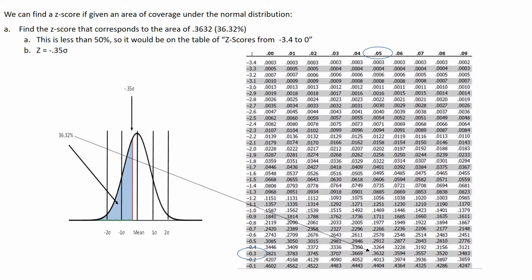Now, I want to find the z-score for an area that corresponds to 0.3632 or 36.32%. And if I look across the slide here, let's see, 0.3632 is right here. And if I look what that corresponds to, that is negative, I'm circling it also, negative 0.35. So negative 0.35 deviations is equivalent to 36.32% under the curve.